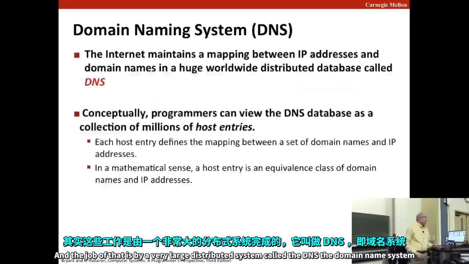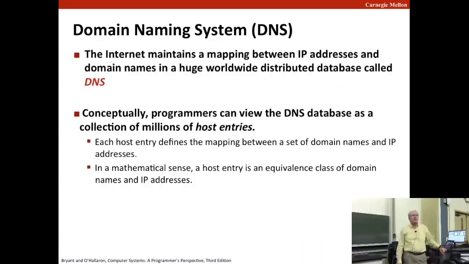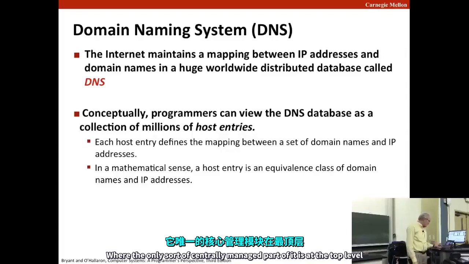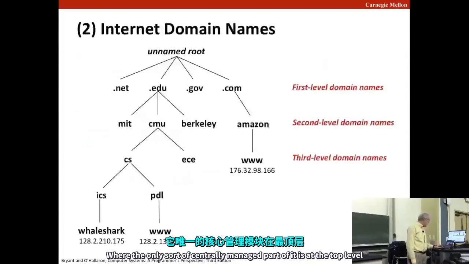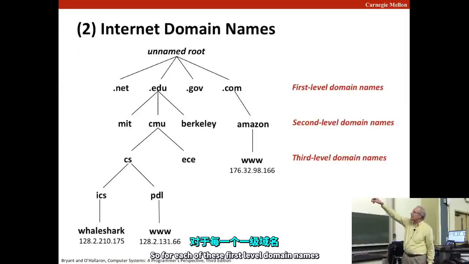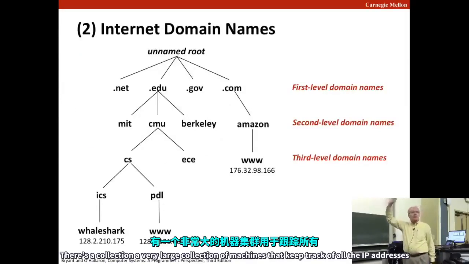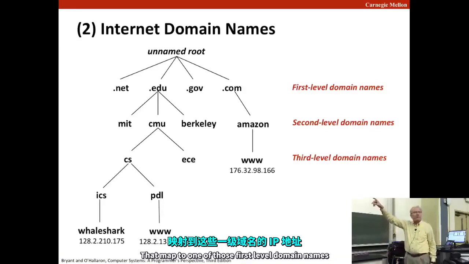And the job of that is done by a very large distributed system called the DNS, the domain name system, where the only centrally managed part of it is at the top level. So for each of these first level domain names, there's a very large collection of machines that keep track of all the IP addresses that map to one of those first level domain names.